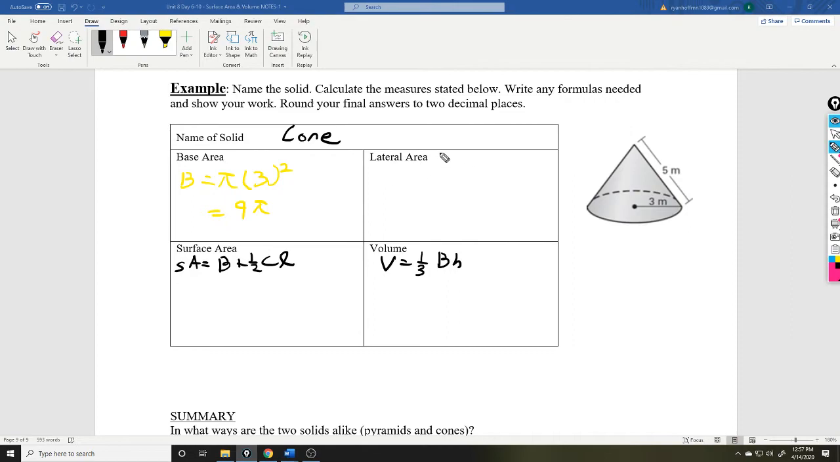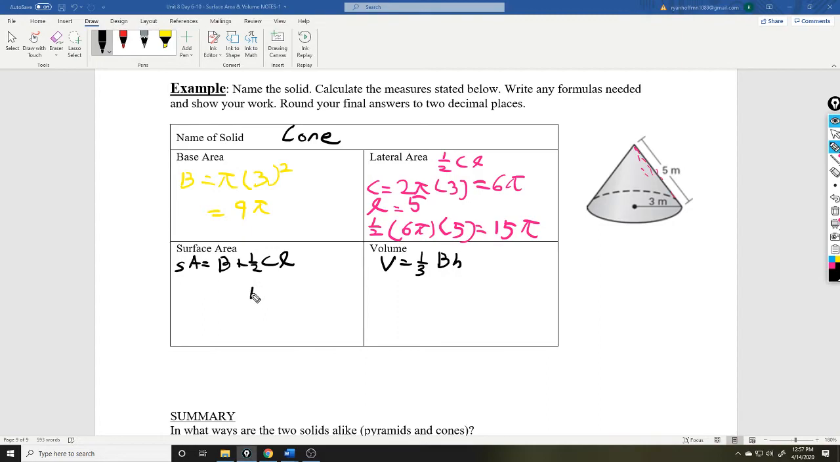Lateral area is 1/2 the circumference times your slant height. The circumference is going to be 2 pi times the radius. The radius is 3, so 2 times 3 is 6. Stick the pi on it. Slant height is this distance, the distance scaling along the side of the cone. That's 5. So we have 1/2 the circumference, which is 6 pi, times your slant height, which is 5. 6 times 5 is 30. Half of 30 is 15. Stick the pi on it.